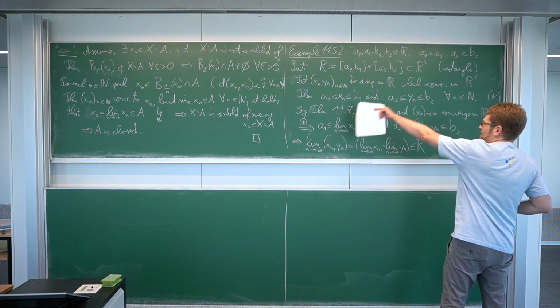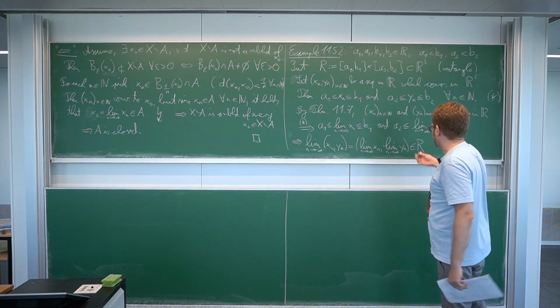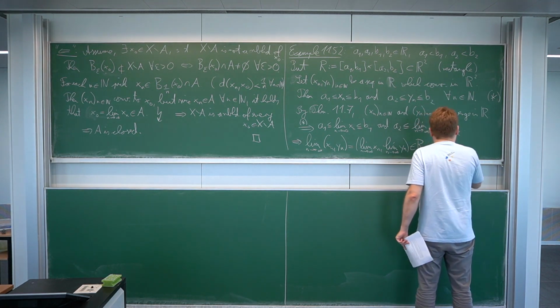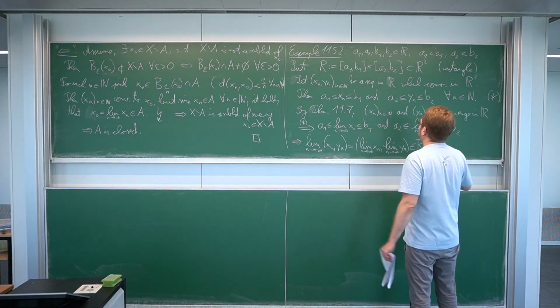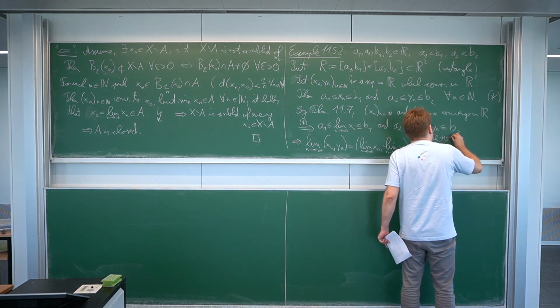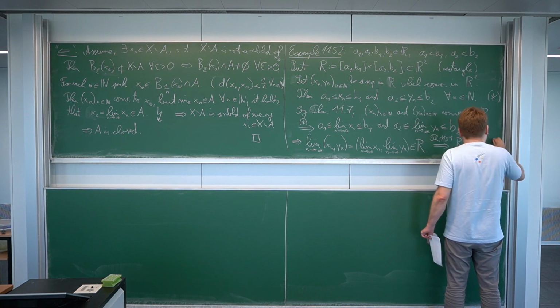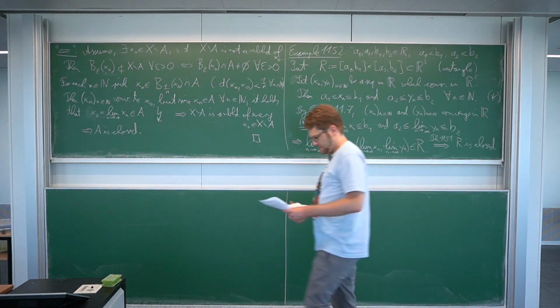And since we started with an arbitrary sequence in R which converges somewhere in R2, and we have shown the limit is again in R, by the previous theorem, which was theorem 1151, R is a closed set. Okay.